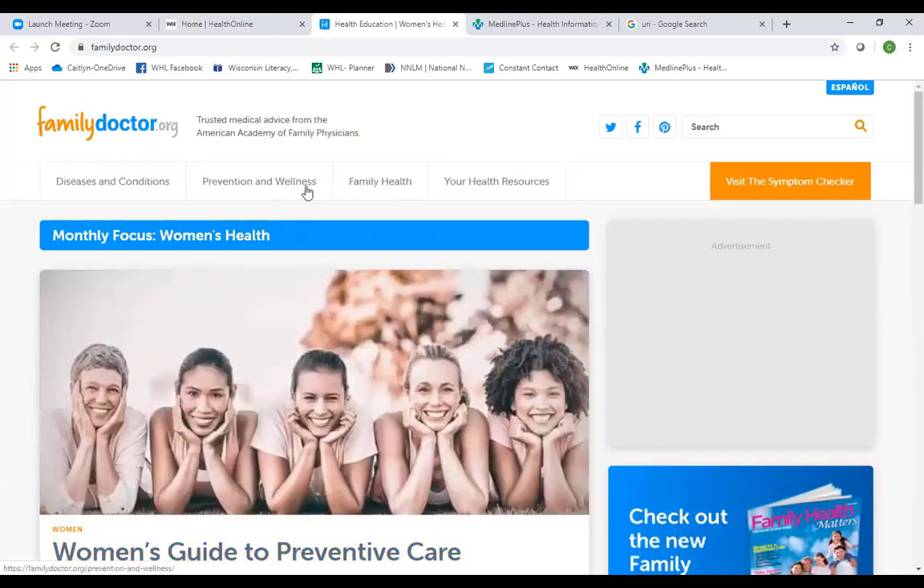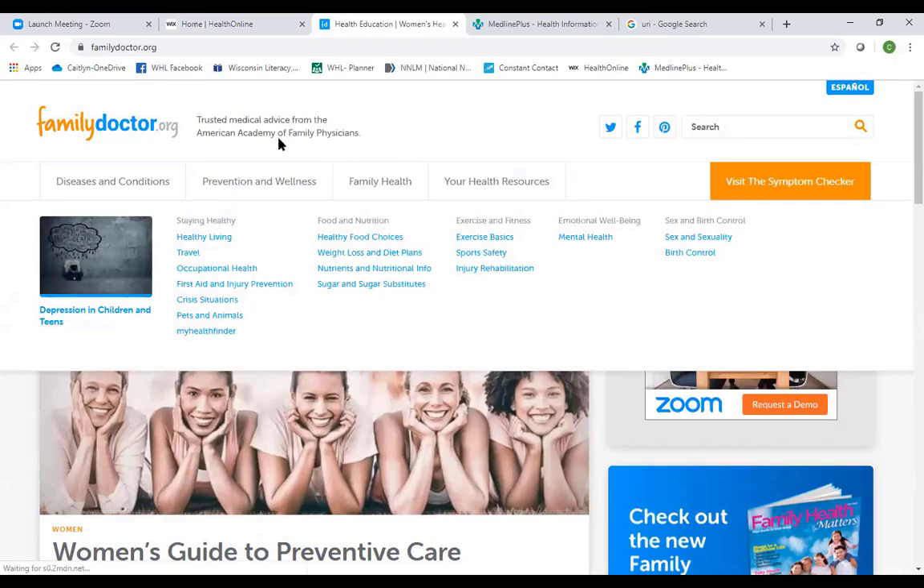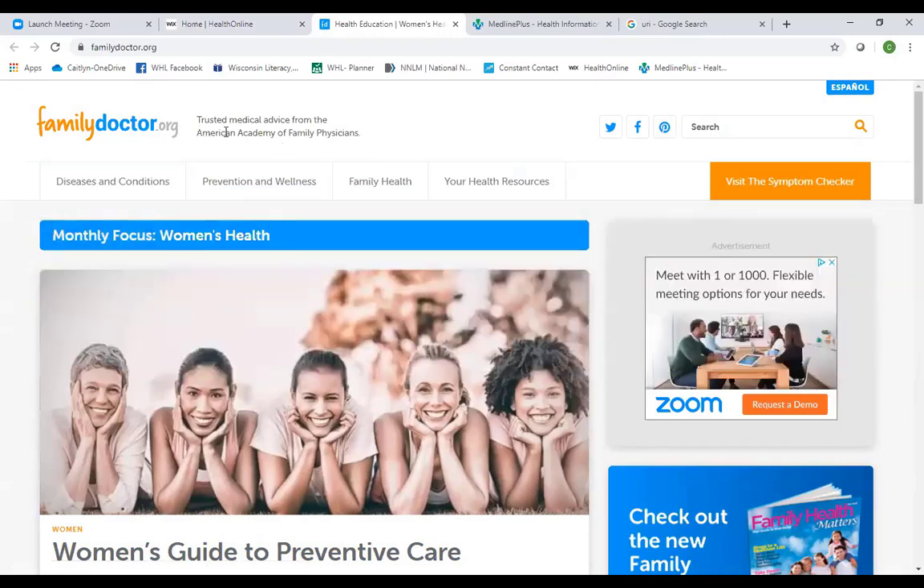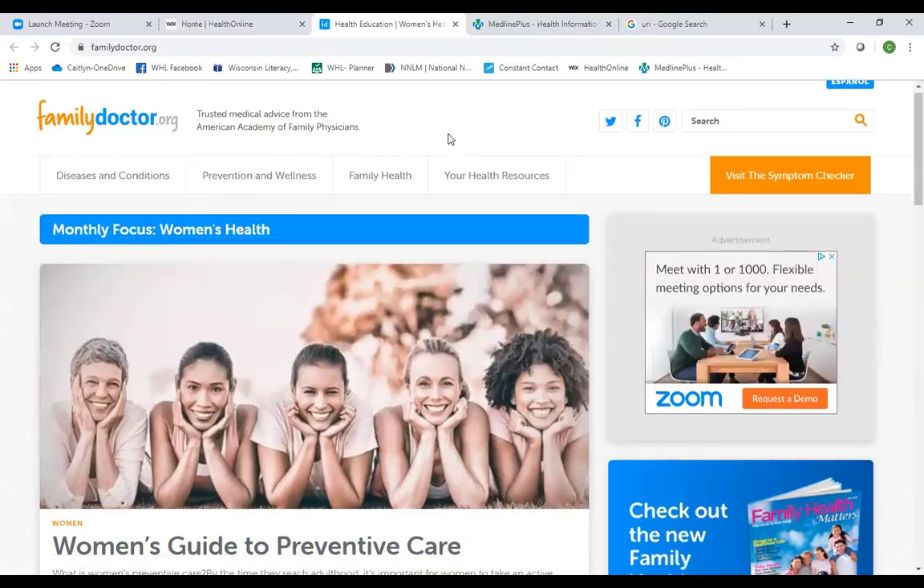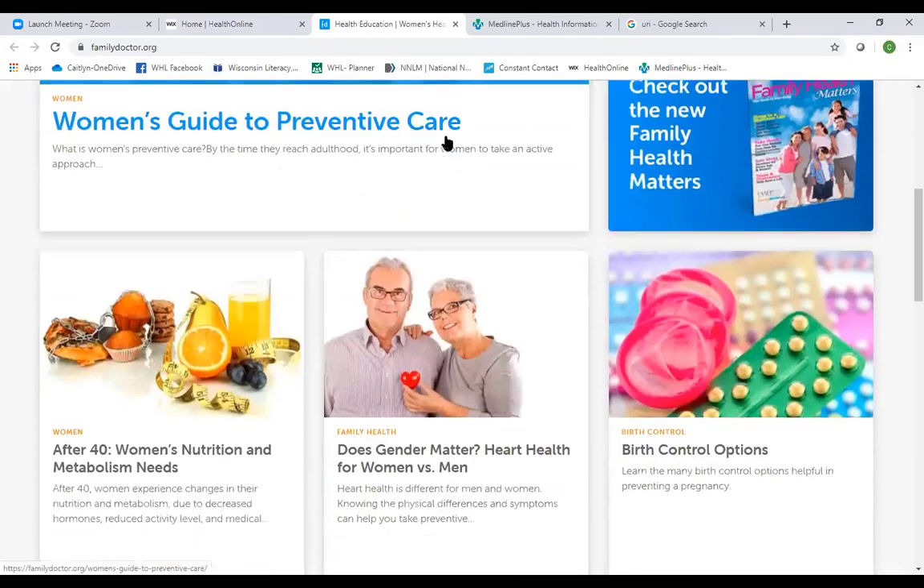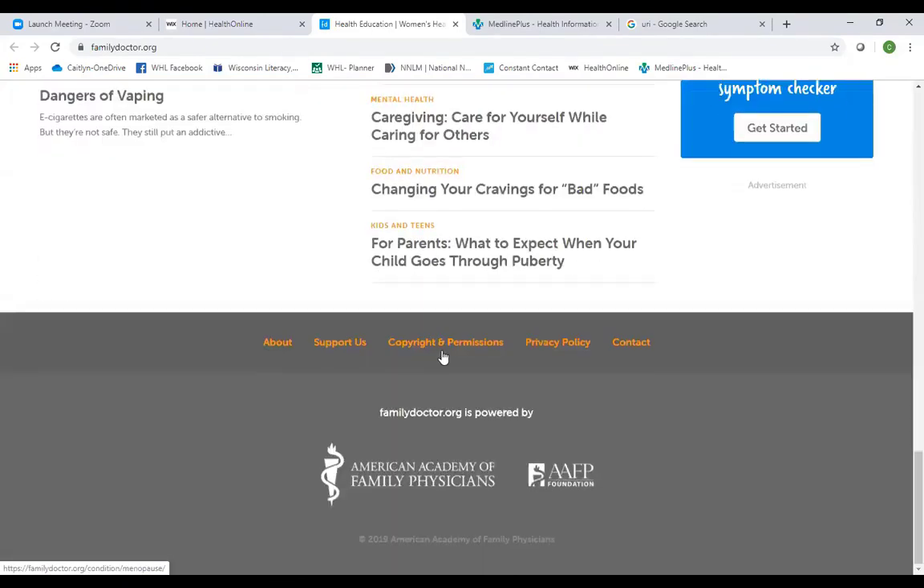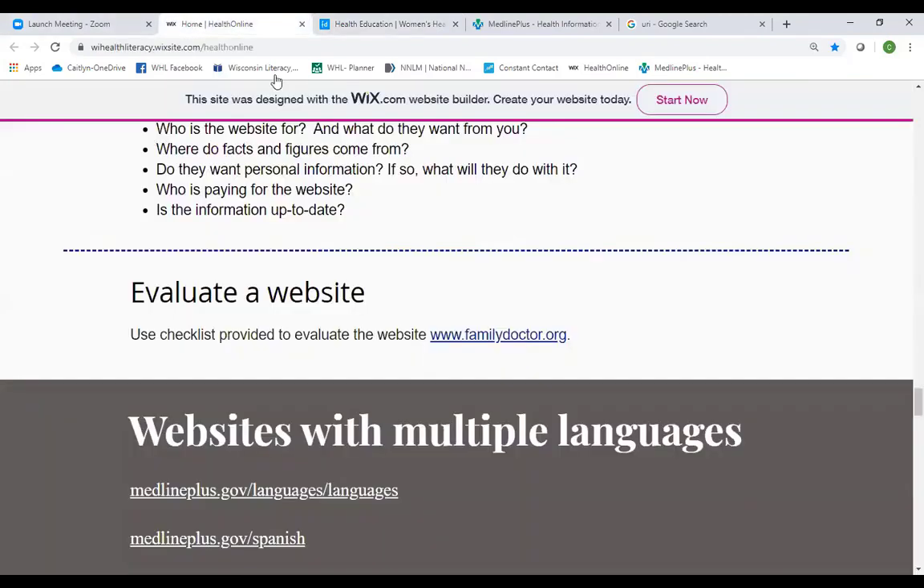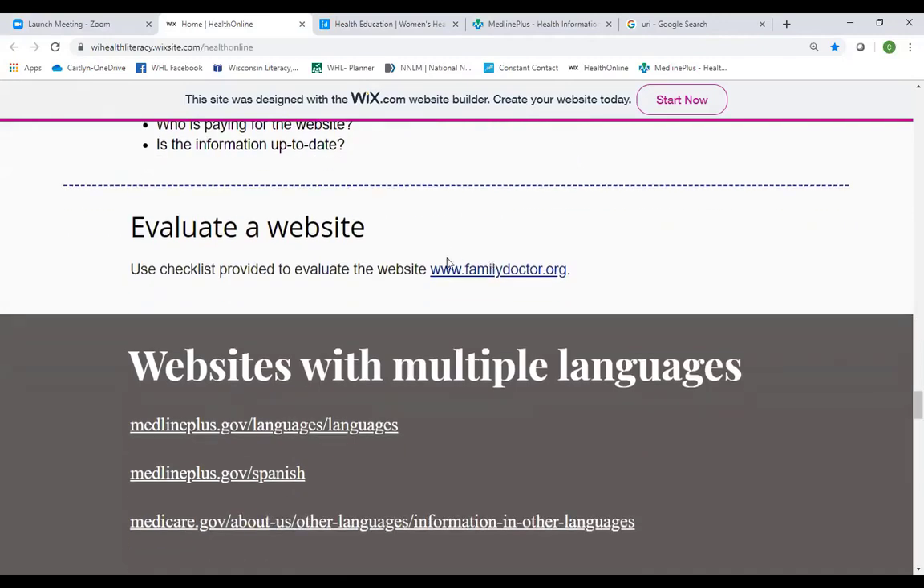So we go over who runs the website, who's providing the information, are there ads, and we really dig into it. And then, we look at the year at the bottom. So we're going into examples of websites to show them these things that they need to look for.